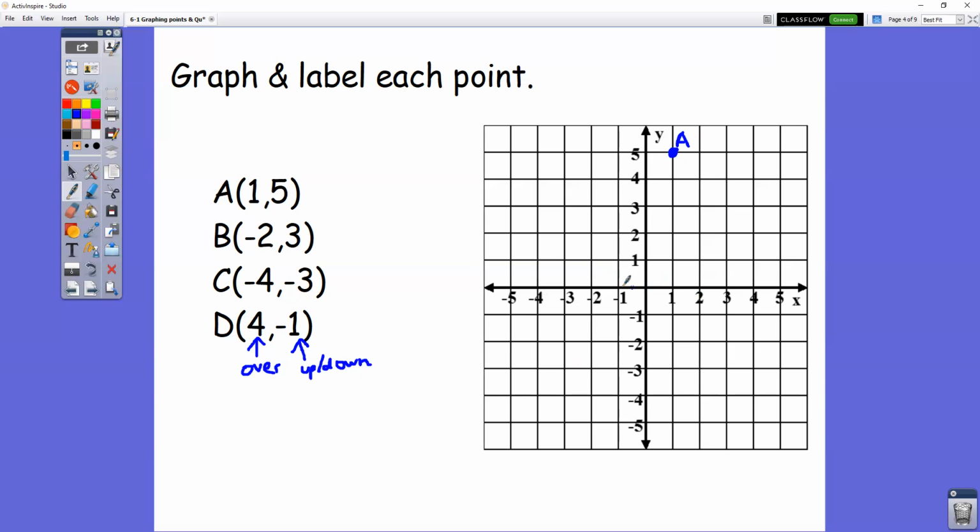We start in the middle. We go over to -2, up to +3. This is where B would be. Think about where -4, -3 would be.